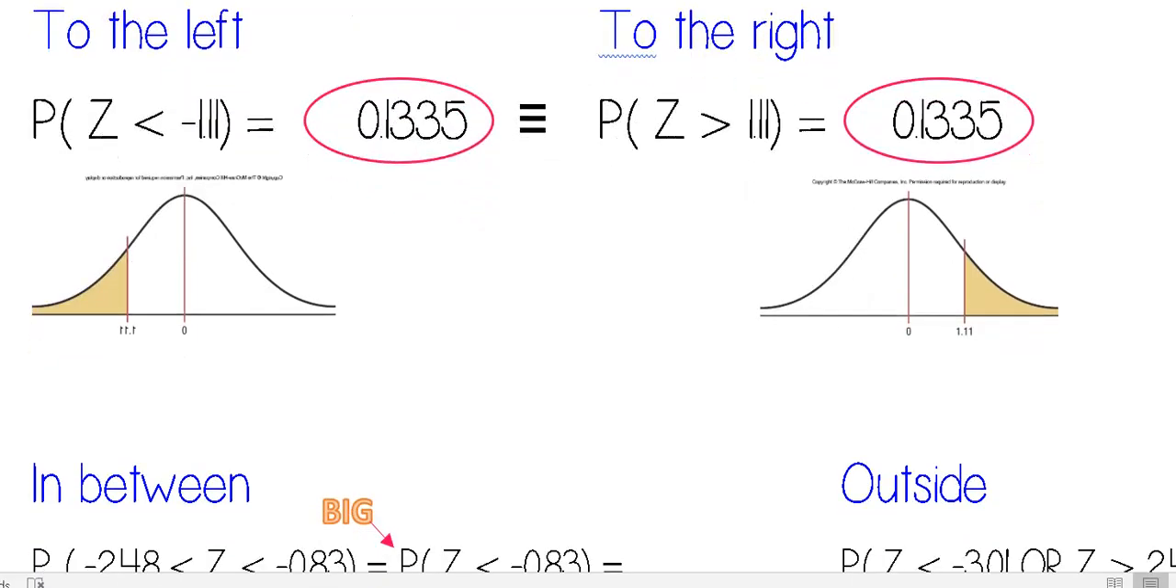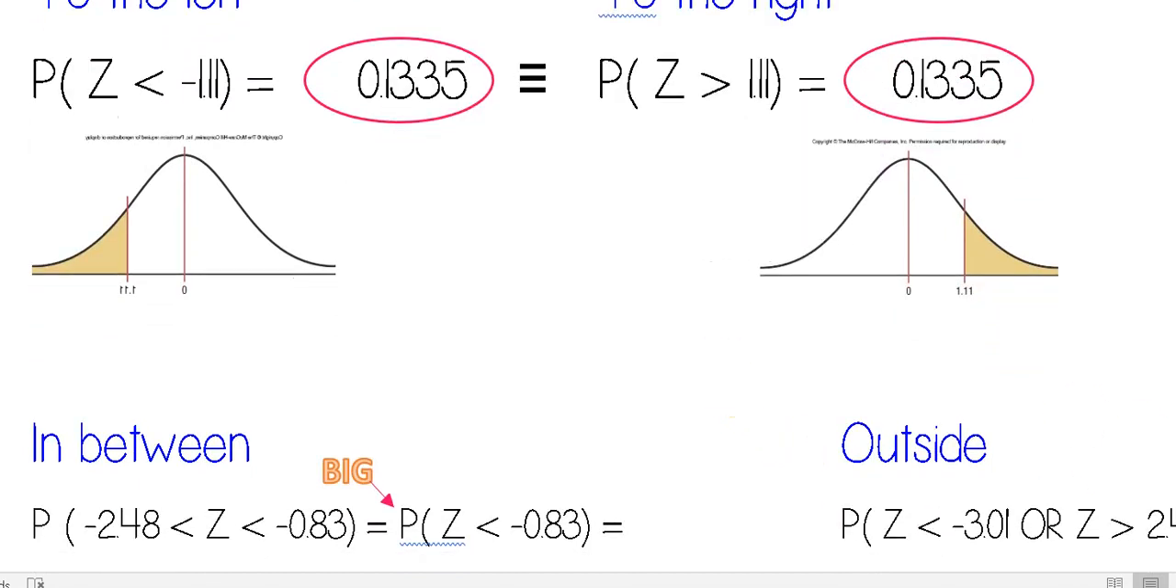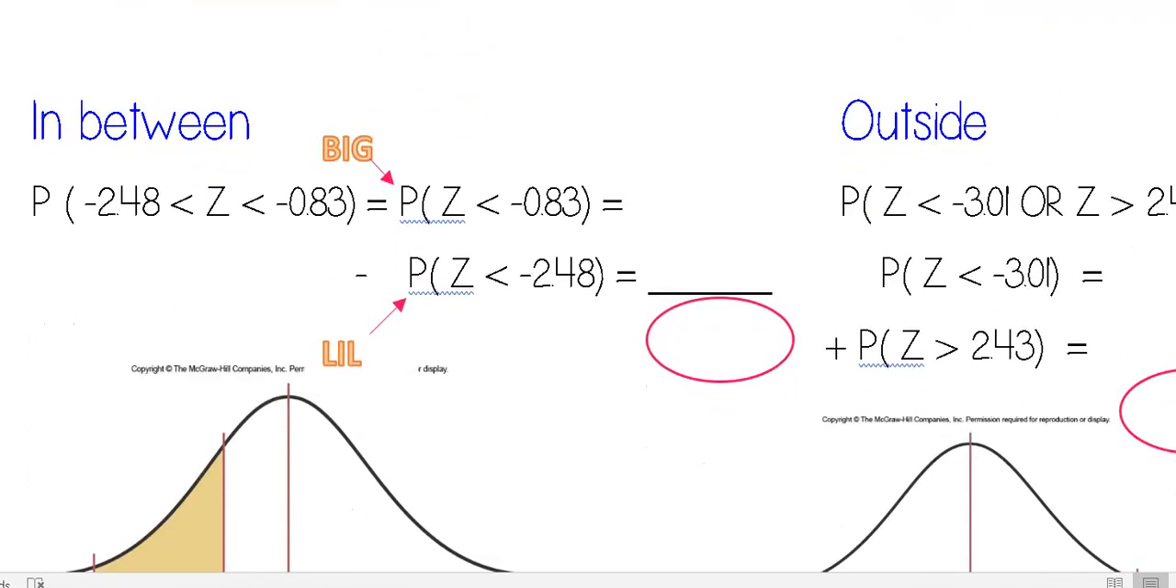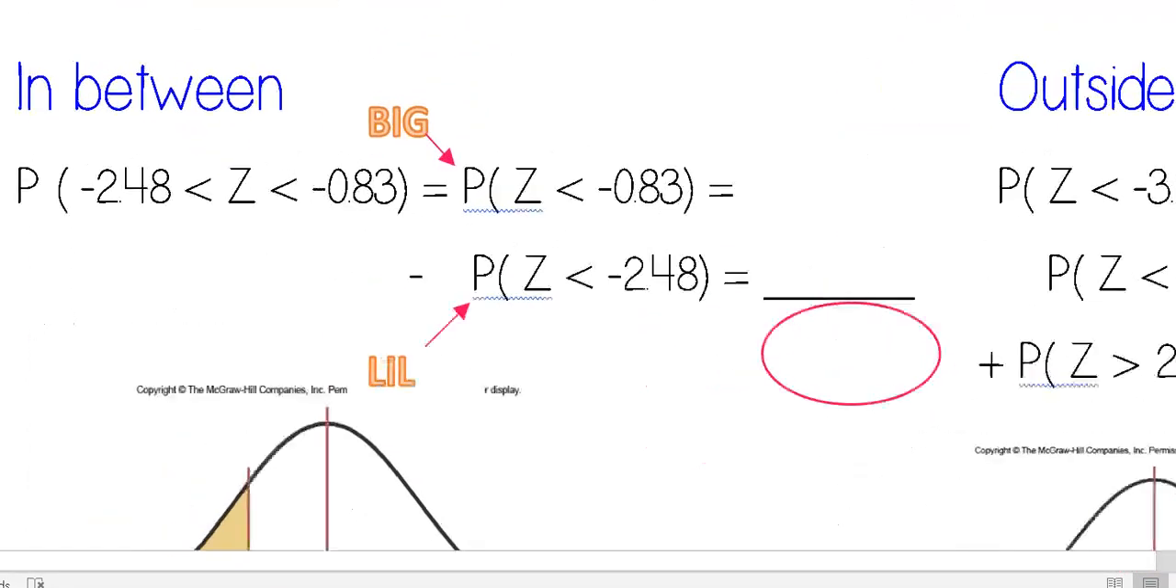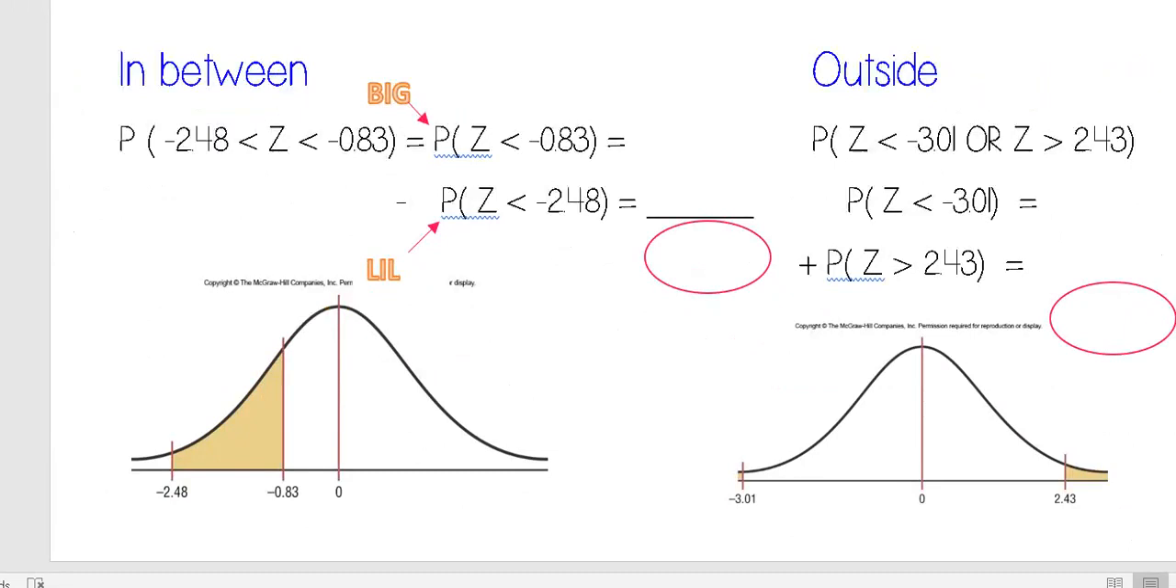And now we'll look at the area under the curve in between two z-scores and outside as well. But I'm going to start with the area under the curve in between negative 2.48 and negative 0.83. So again, I borrowed a McGraw-Hill picture, and I have the area under the curve that I am looking for denoted with the shading. And I have the little hints that I gave you in class to take the big area minus the little area to get the area in between, which is the answer.